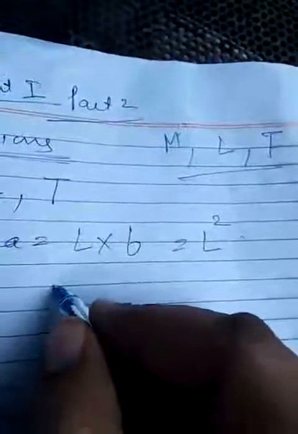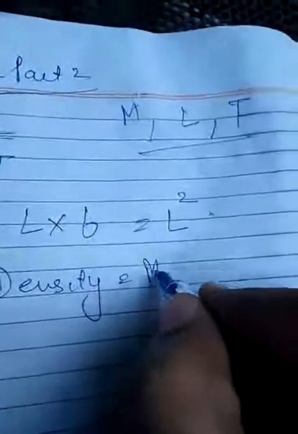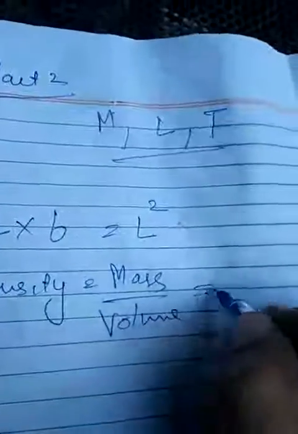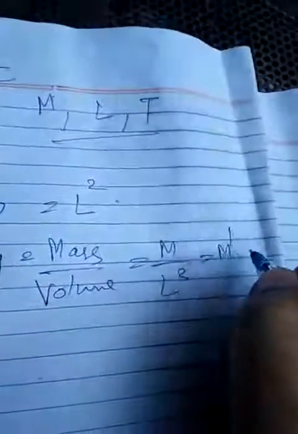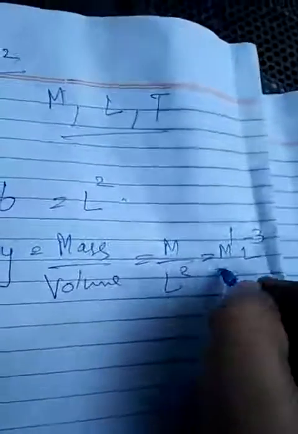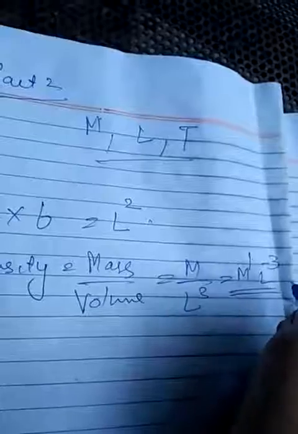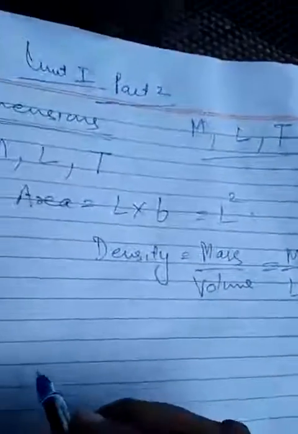Now let us see, for example, density. Density is defined as mass upon volume. So that is mass upon length cube. That means it has dimension of mass 1 and L power minus 3, while dimension of time is 0. So these are the different dimensions which are being written.